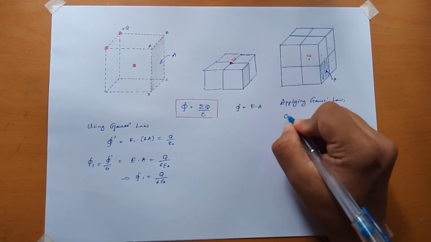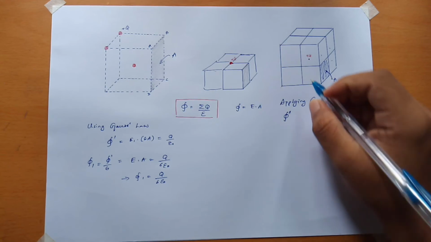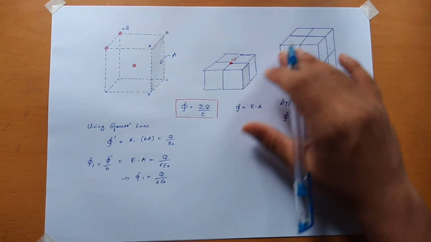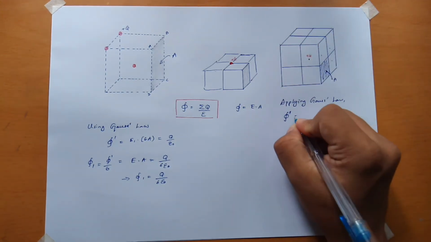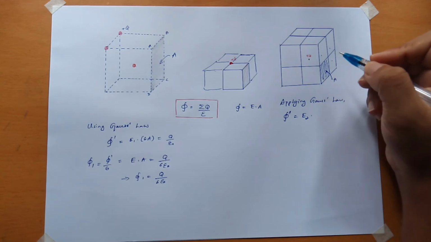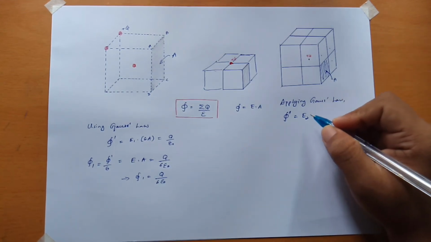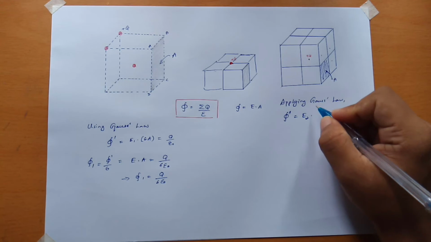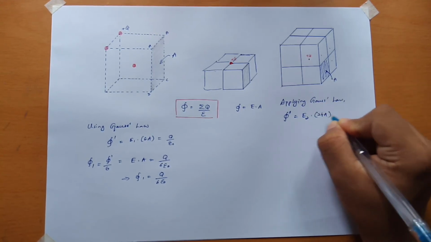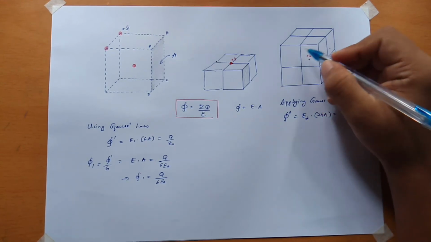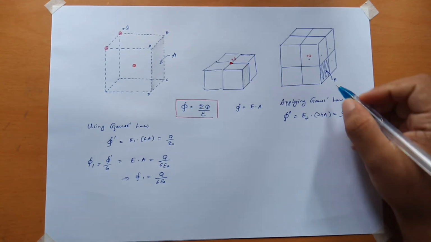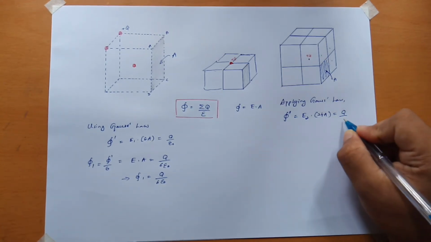I take psi double dash as the net flux passing through the total surface area of this large cube, equal to some E2, as I don't know the value of the electric field intensity. E2 times the surface area 24A is equal to the net flux enclosed by that surface, Q divided by the permittivity of the medium, epsilon naught.